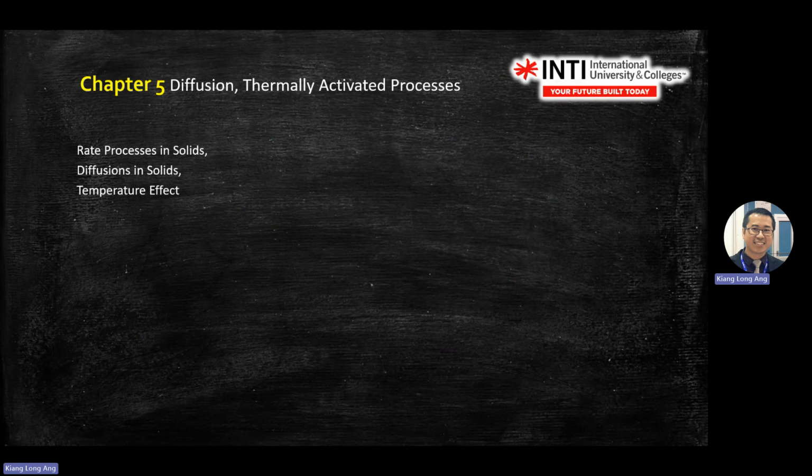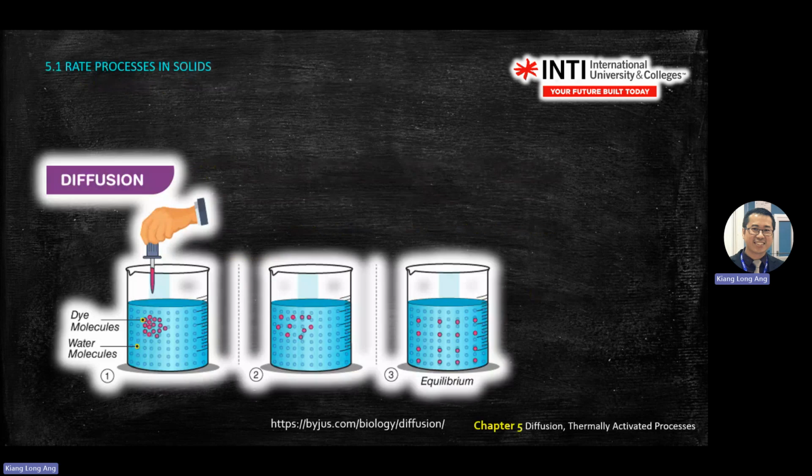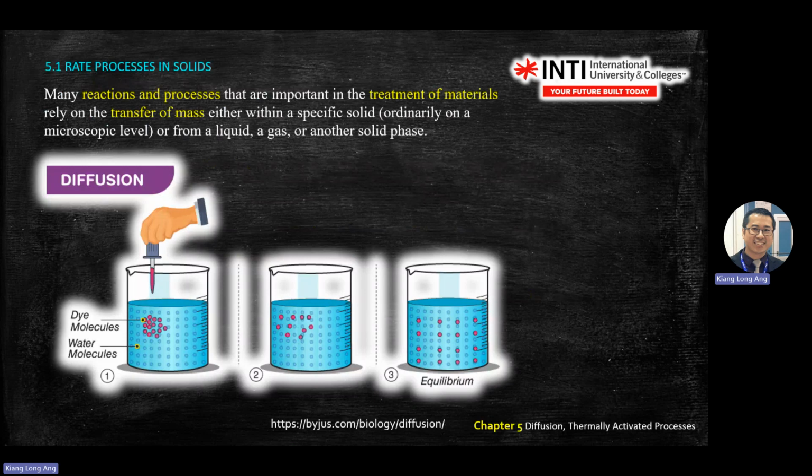We will do chapter 5, diffusion, a thermally active process. What we're doing here is trying to understand how to strengthen metals. Now, the first term is called diffusion.